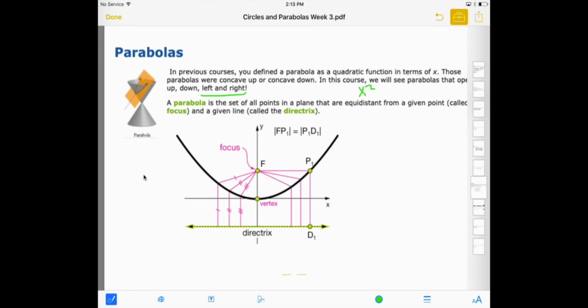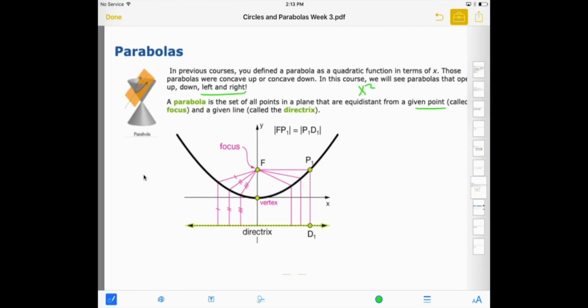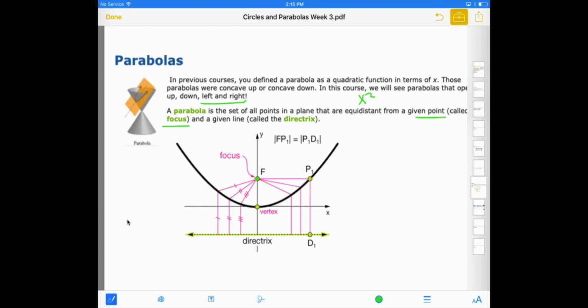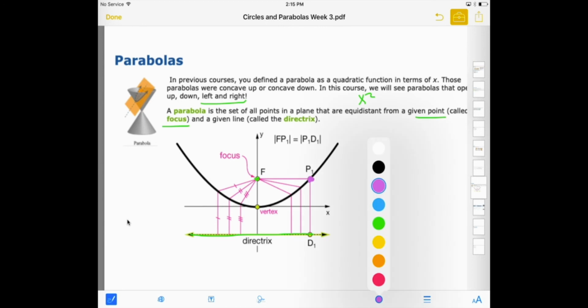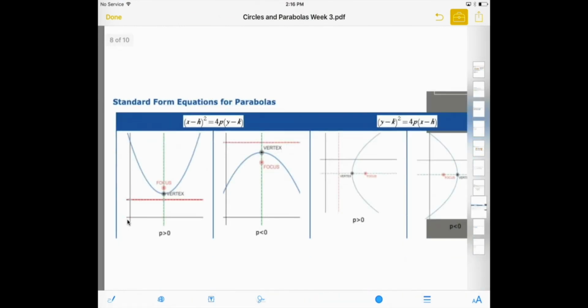The left-right part will probably be new to you, but we'll get through it anyway. A parabola is the set of all points in a plane that are equidistant from a given point called a focus and a given line called the directrix. So any point on my parabola, which you'll see here labeled as P1, is always going to be equidistant to two different things: the focus and the directrix. Well, the directrix is a line, but any point on the directrix, I guess you could say. So the blue lines that I just drew will always be equidistant from each other.